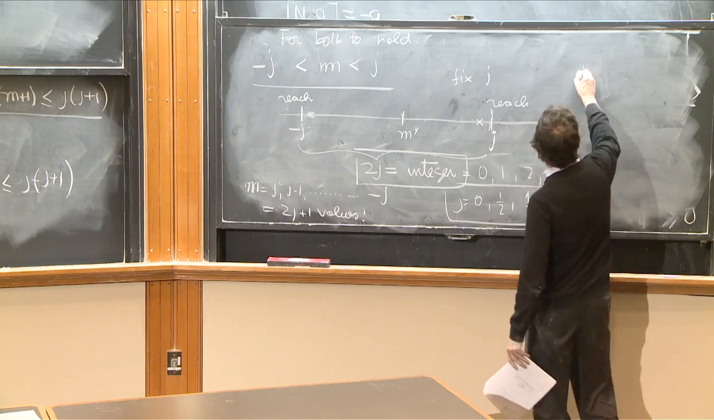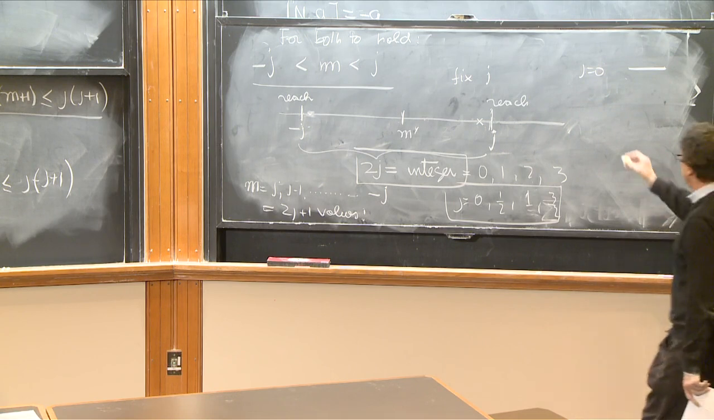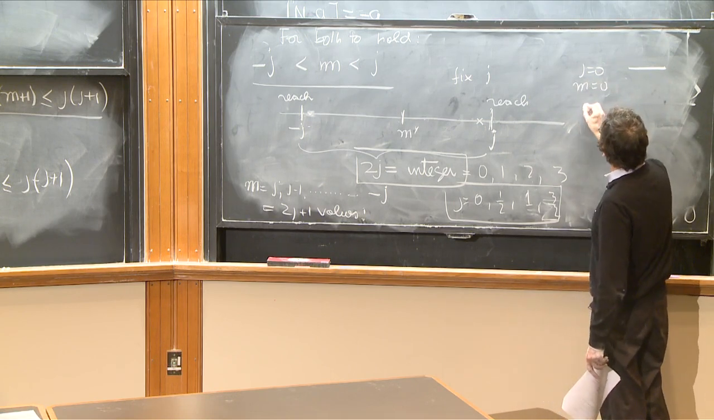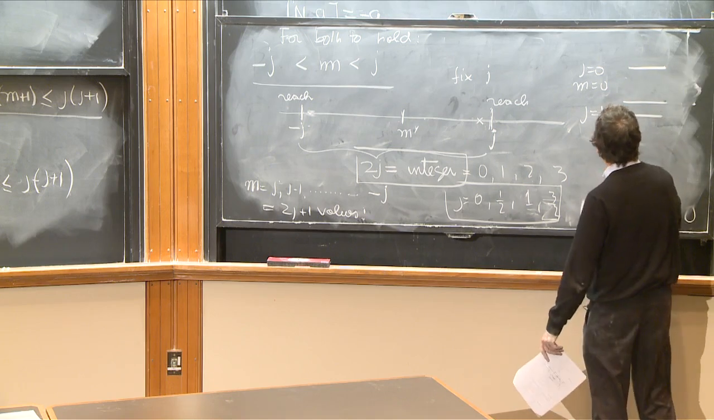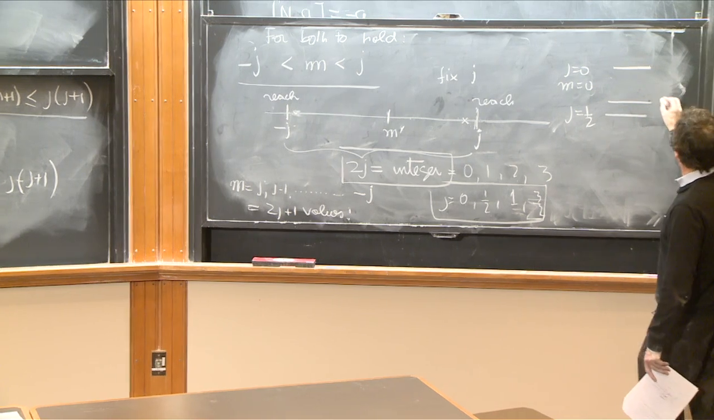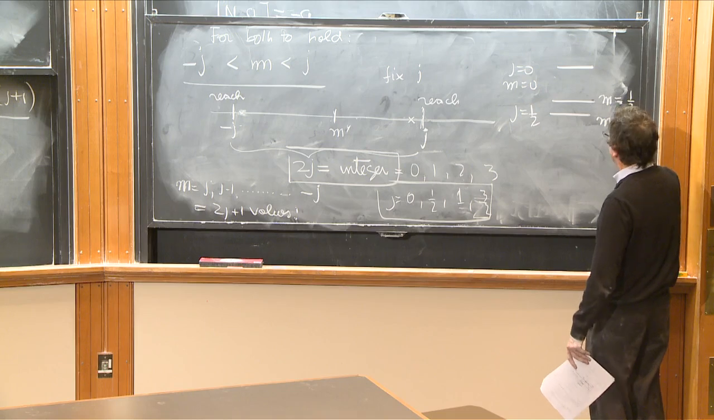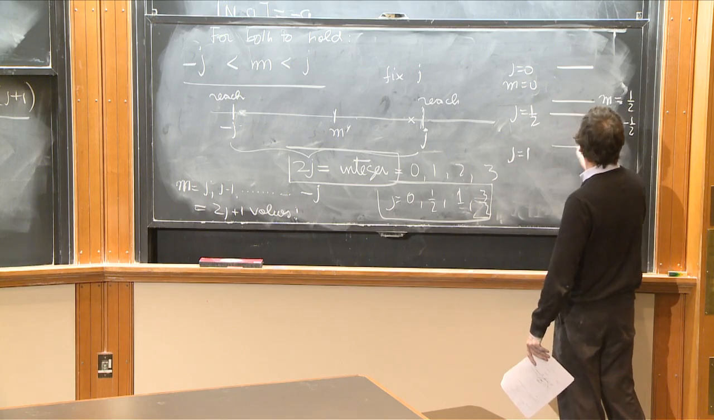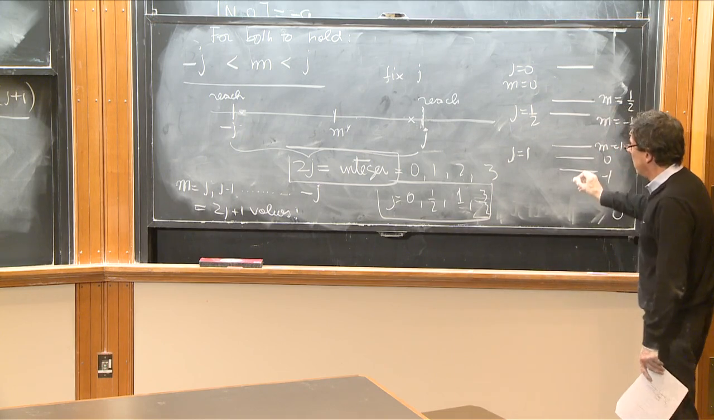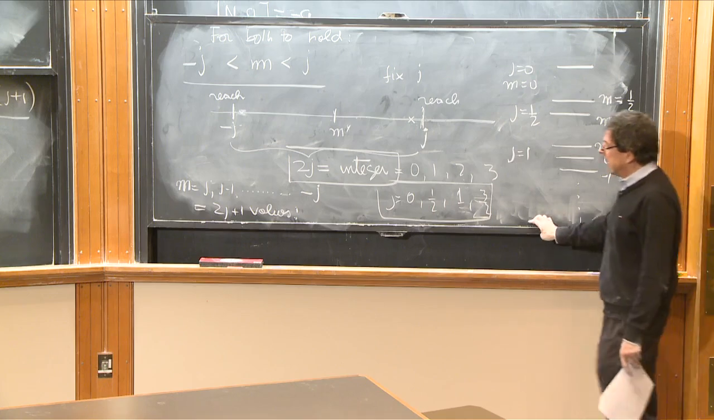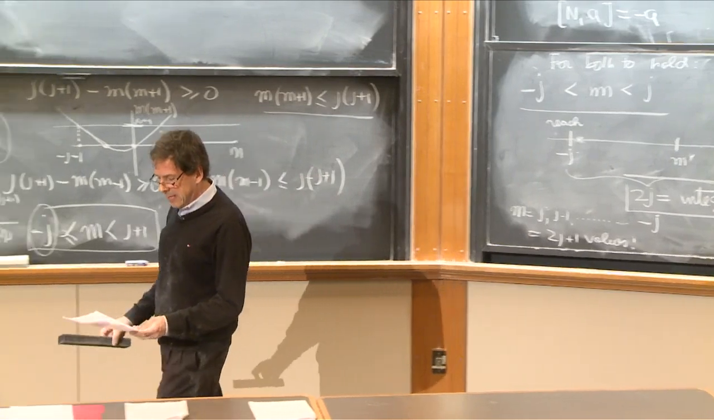So for j equals 0, there's just one state. m is equal to 0. For j equals 1/2, there's two states, one with m equals 1/2 and m equals minus 1/2. j equals 1, there's three states, m equals 1, 0, and minus 1, and so on. OK, this is a great result.